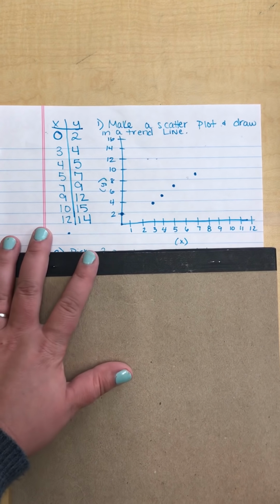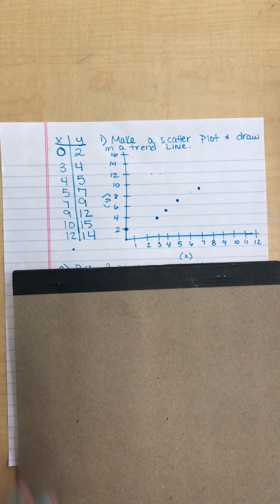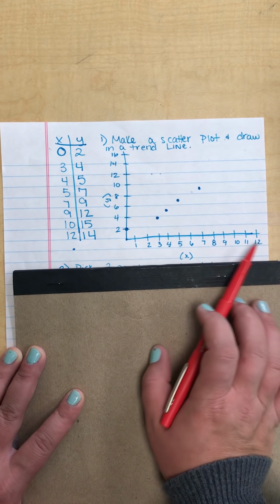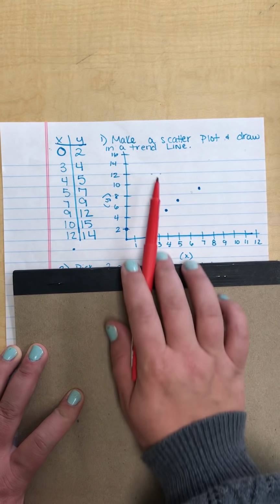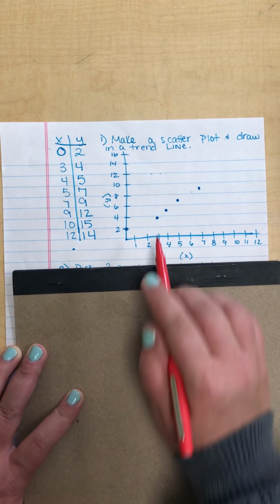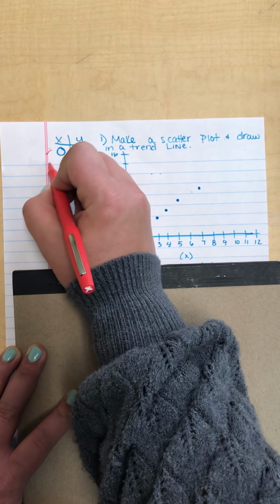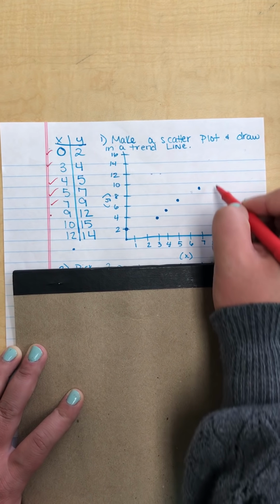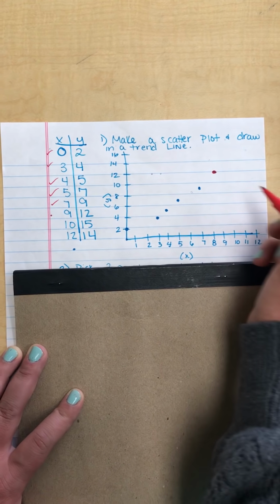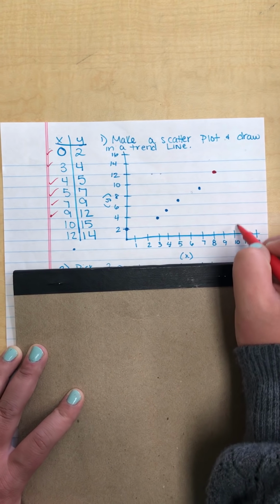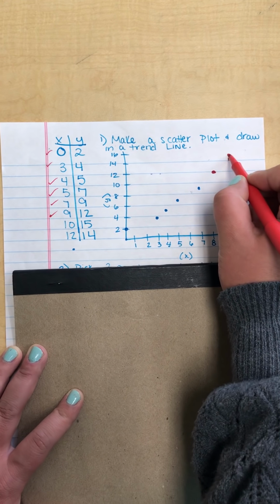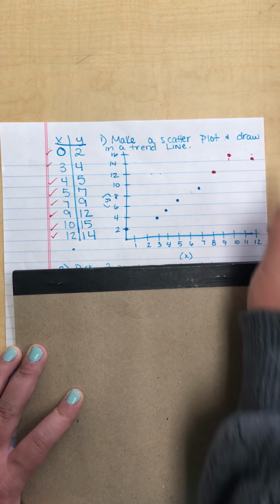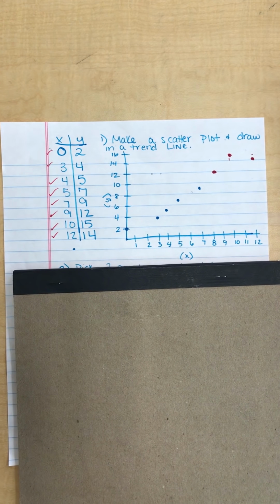Okay, so what I did here is part 1 says make a scatter plot and draw in a trend line. Okay, so I started the scatter plot here just to save a little bit of time in the video, so you guys can pause it right here and get this part drawn in. So it says make a scatter plot and draw in a trend line. So what I did is I plotted (0, 2), (3, 4), (4, 5), (5, 7), (7, 9). And then I need to plot (9, 12), (10, 15), so over 10 up to 15, and (12, 14), so over to 12 up to 14. Okay, so there are my dots after making my scatter plot.